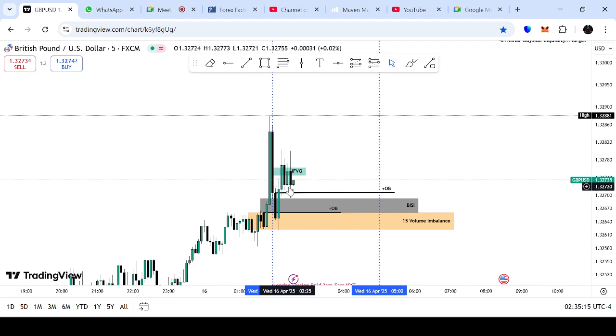You can see the rejection block. That's the rejection block at the order block there, that week. So you just have to exercise patience enough to wait for it to play out.